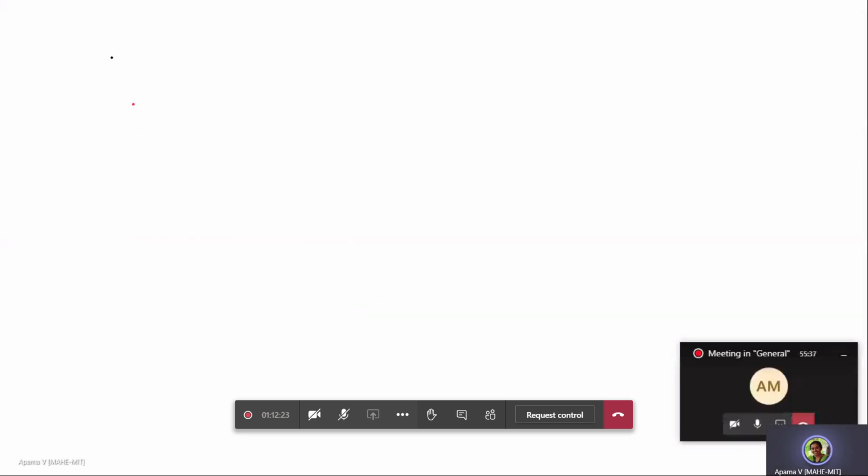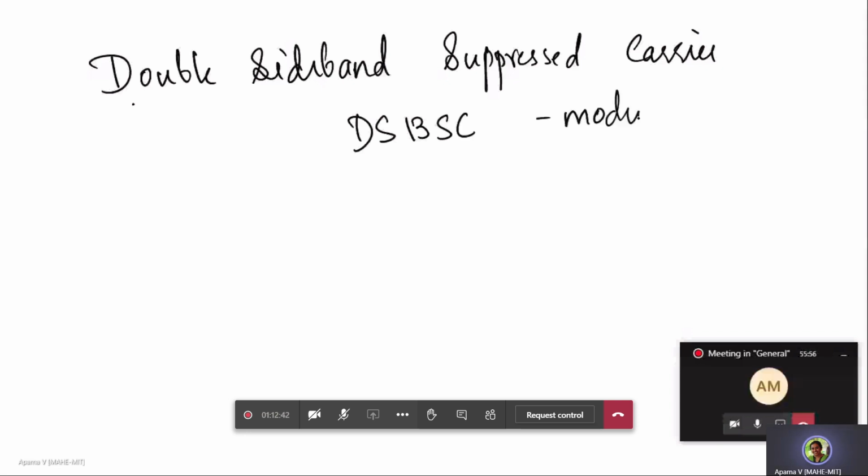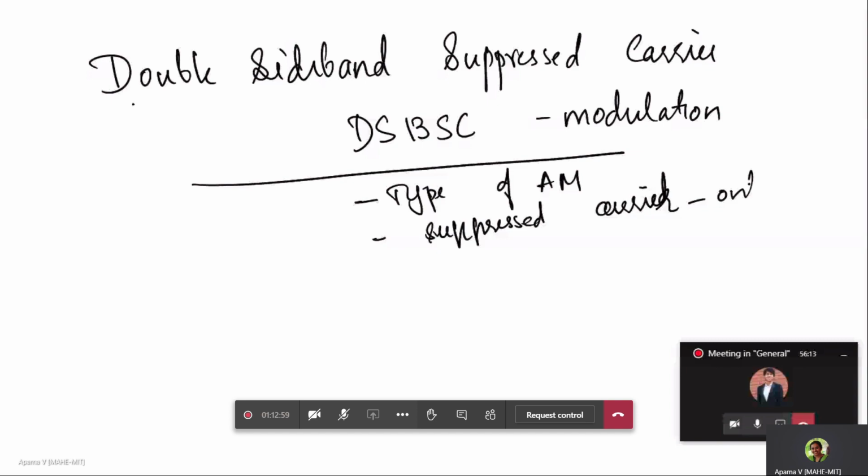DSB-SC modulation. This is a type of amplitude modulation only. It is a type of AM only, but you have suppressed the carrier, no carrier. Only two sidebands you are transmitting.